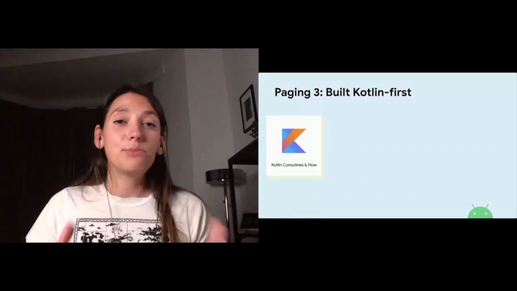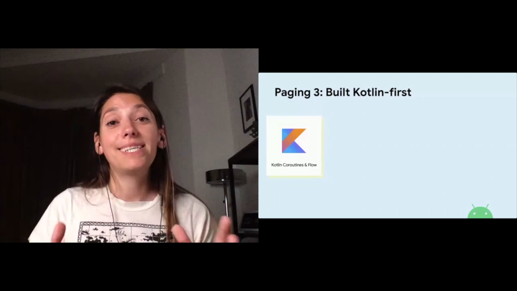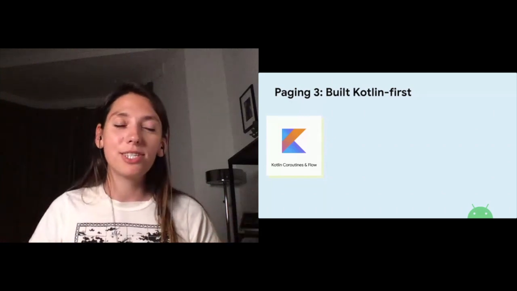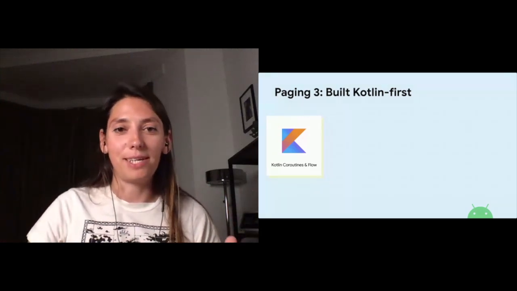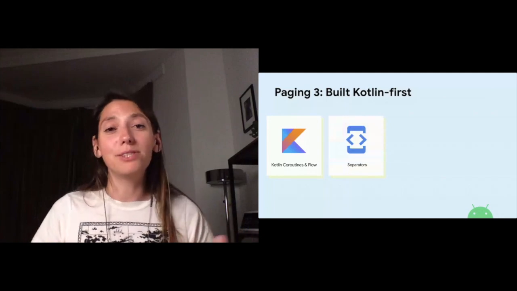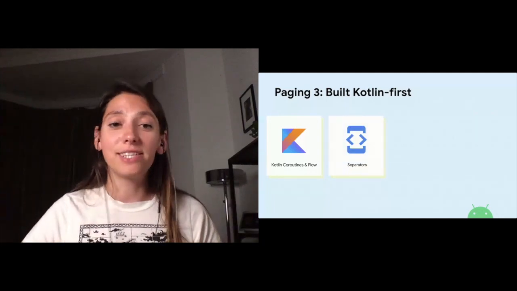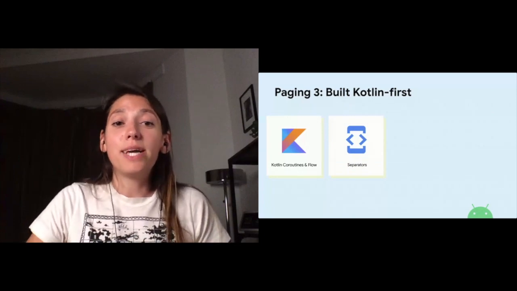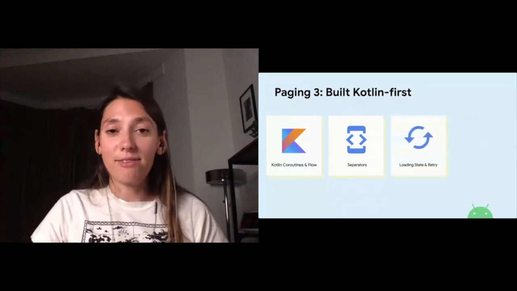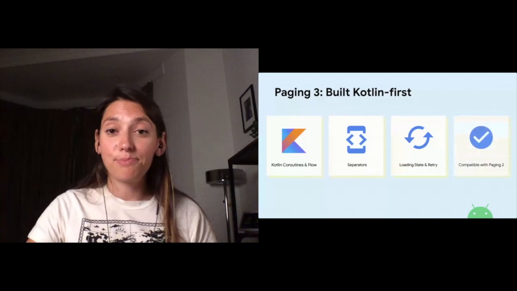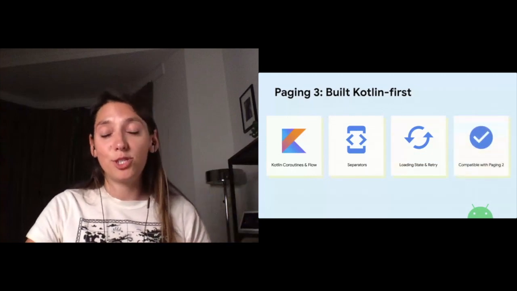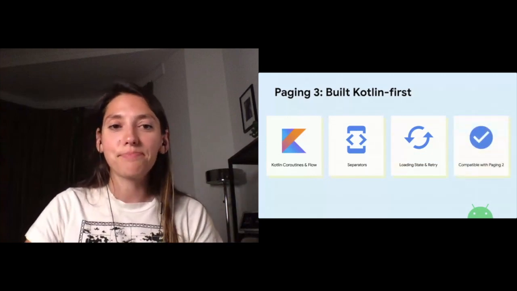The library is built with coroutines and flow, making it easy to call suspend functions and work with streams of data. It has built-in APIs to transform data, add separators, headers, and footers, displaying the loading states, and retrying failed requests. And finally, it's compatible with Paging 2, so it's easy to migrate.